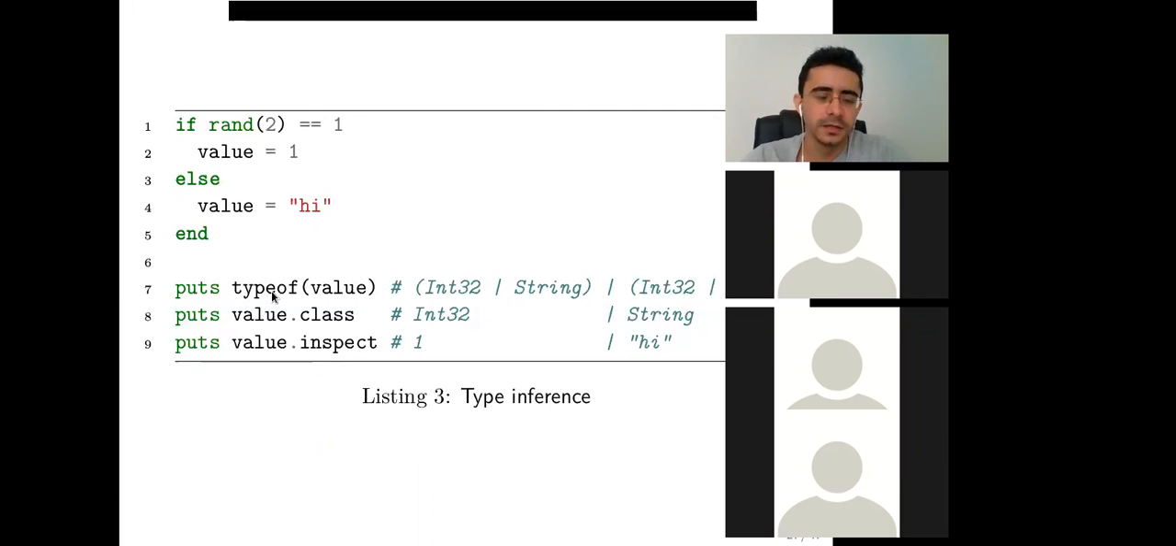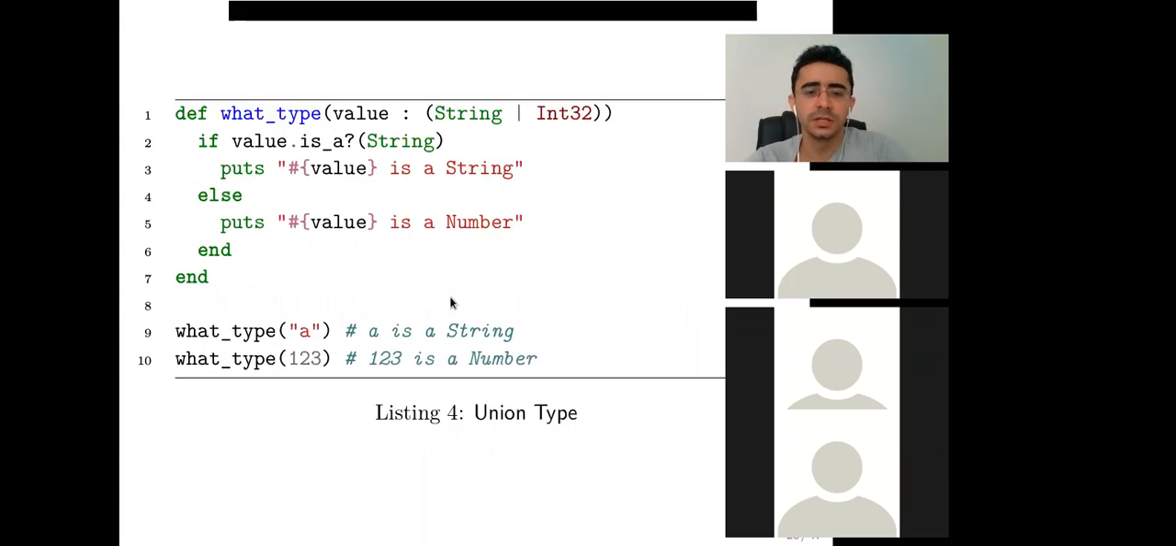Okay, this line, the typeof method, I guess the only difference between Ruby and Crystal is this line, typeof. The typeof method shows you all the types that the variable can take. For example, this variable value can be either an int or a string, right? The first time I run this code, it is an Int32 and its value is 1. The second time that I run this code, it is a string, and the content is hi, right?